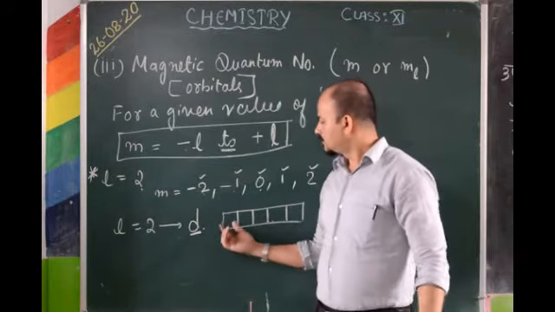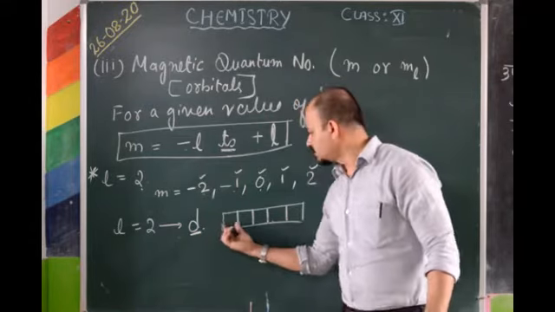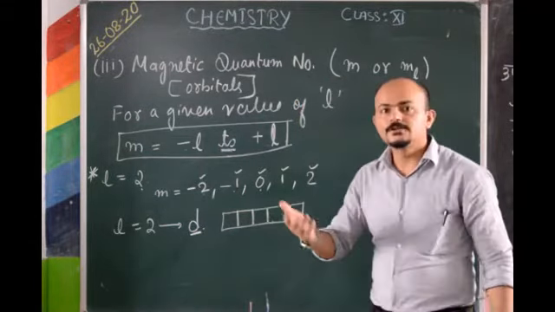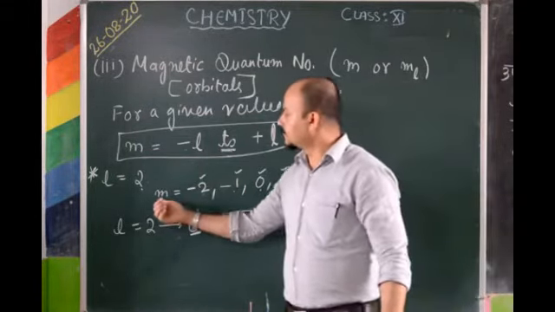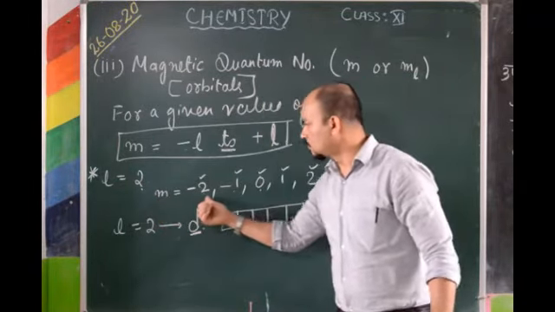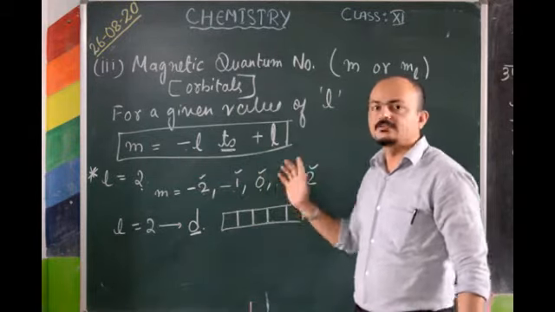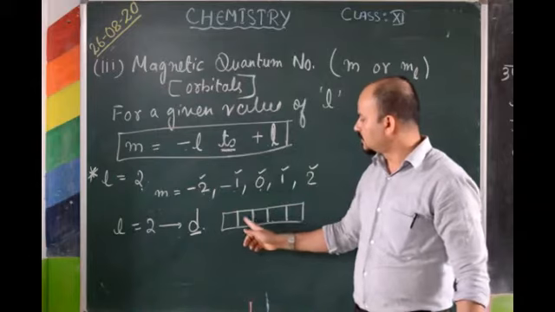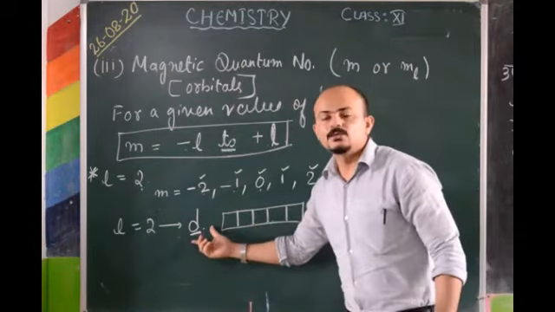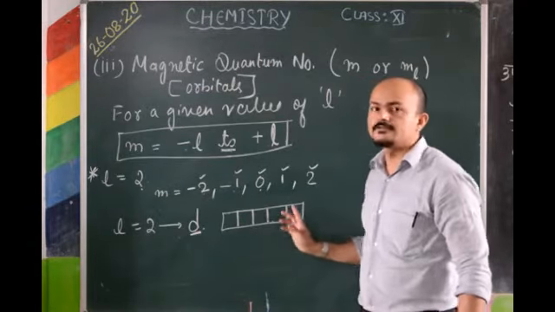Okay? So in a d subshell, how many rooms are there? 1, 2, 3, 4, 5. How did you come to know? You came to know it from the value of m, which was minus l to plus l. That means you have 5 values. Therefore, this d subshell will have 1, 2, 3, 4 and 5 rooms.